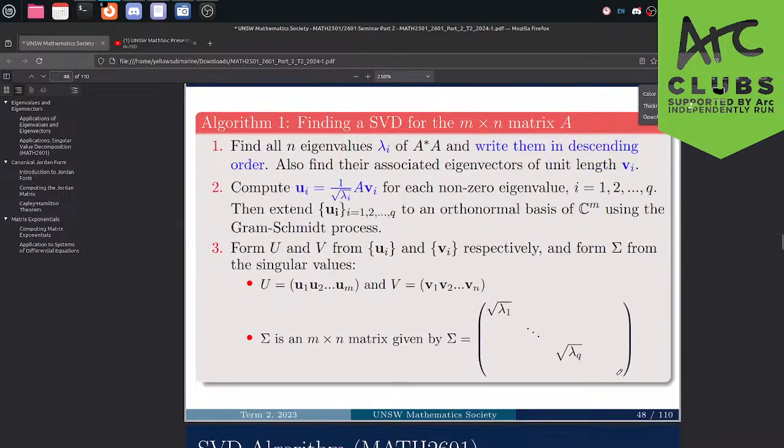So here is our algorithm for finding the SVD. We want to find all the eigenvalues of A star A, which are non-negative, and we want to write them in descending order. And then we want to find their associated eigenvectors. Make sure to normalize them, so make sure they're of unit length.